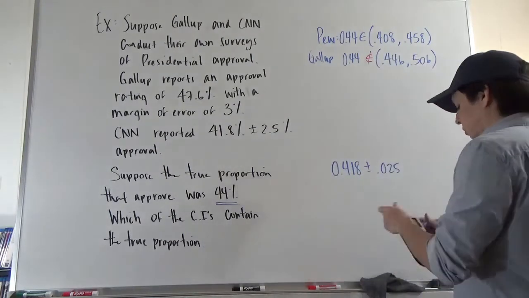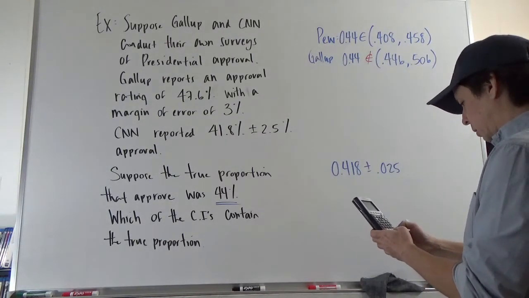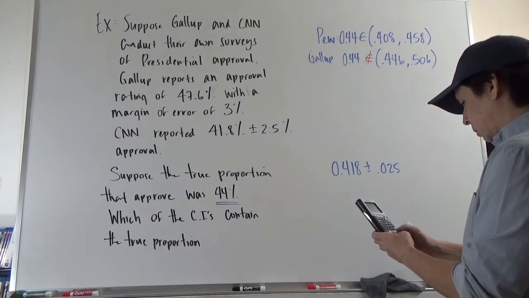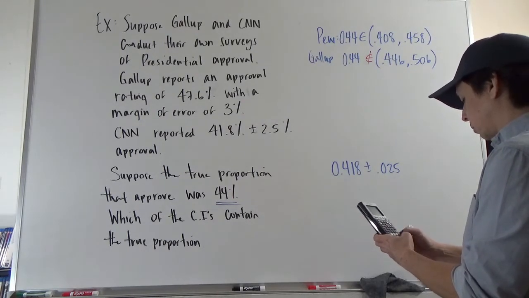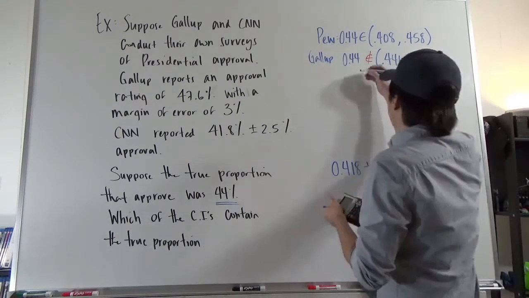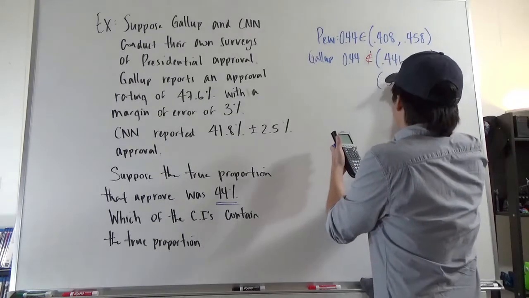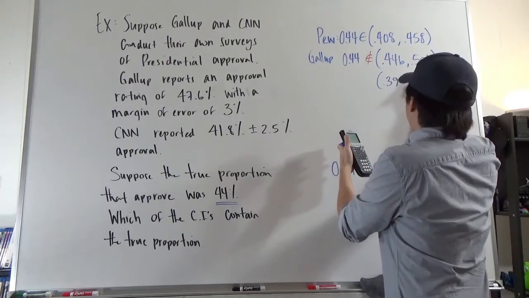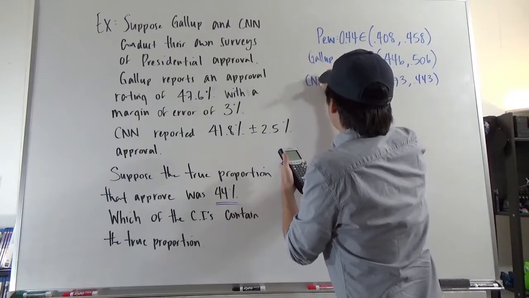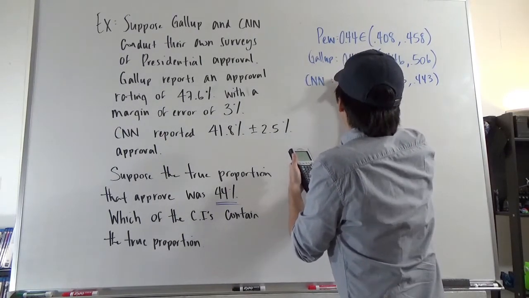Oh, I'm going to do this. I'm getting distracted. 0.418 minus 0.025, plus 0.025. 0.393. I'm going to just write it here. And 0.443. And that is CNN.